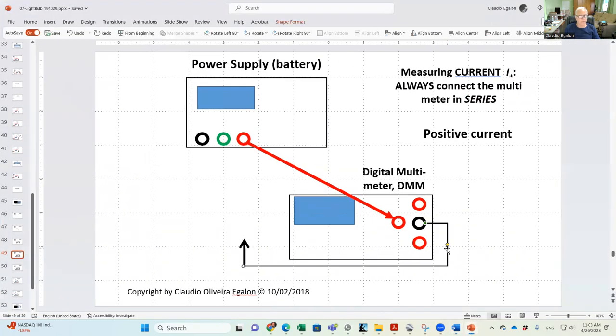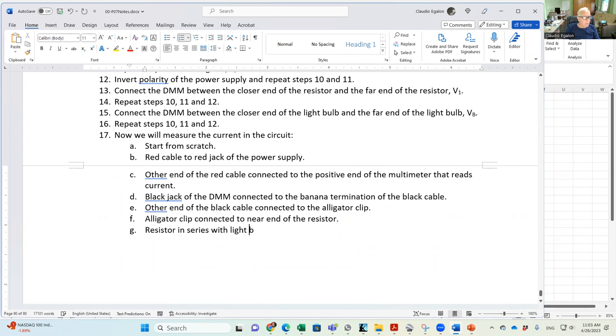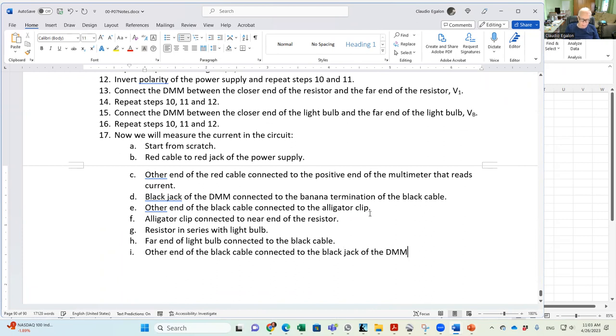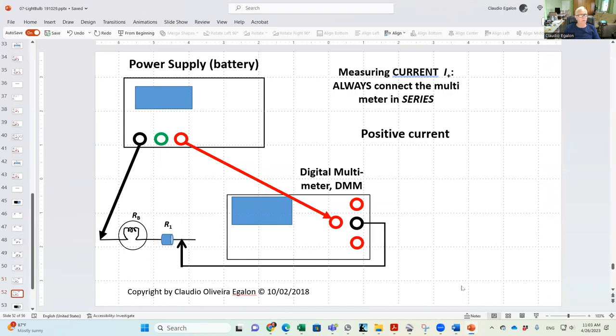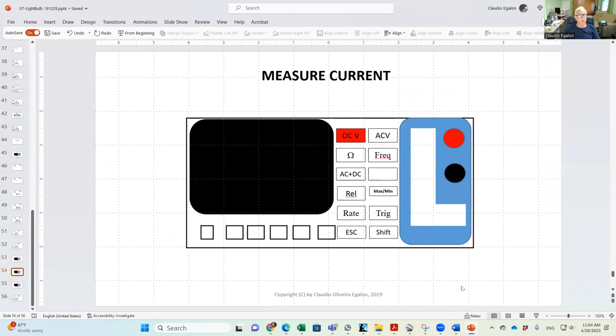Okay, here you go. This resistor is already in series with the light bulb. Resistor in series with light bulb, right? Far end of light bulb connected to the black cable. Other end of the black cable connected to the black jack of the DMM. So we have the closed circuit. We're going to measure the current now.